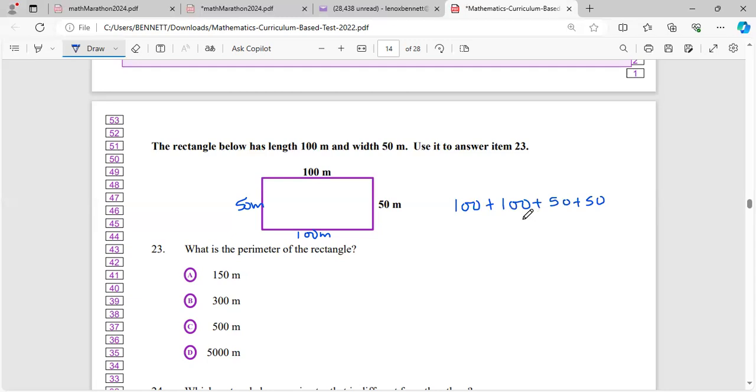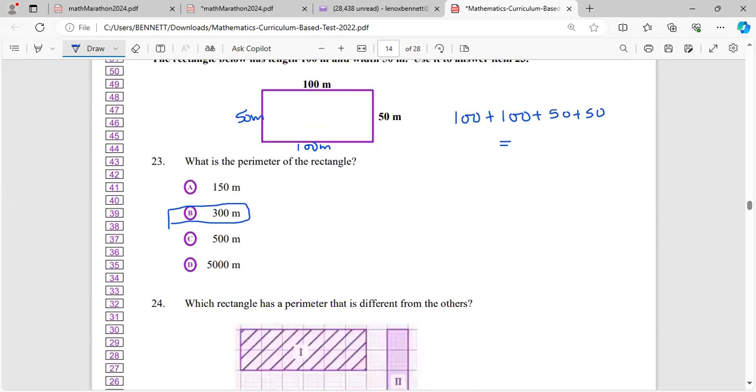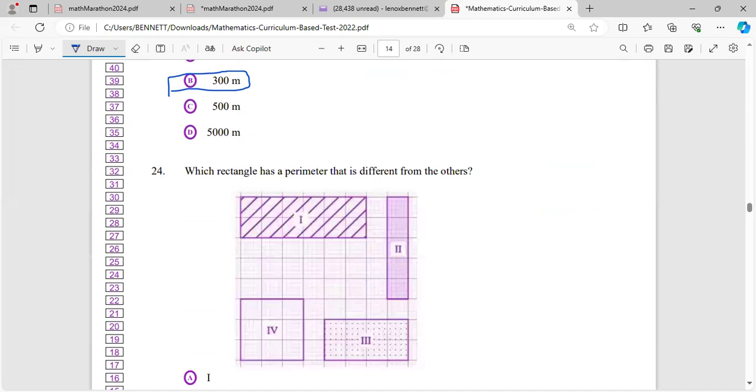30 meters? Sir, I agree with her. Where did you get 30? No, sir, I got 300. When you add 100 plus 100 plus 50 plus 50, there's supposed to be another 50 since there are two sides. Okay. Because perimeter means the total distance around, right? So it's all the way around. So if you add 100, that's 150, 250 plus another 50. All right. Good job. That one was pretty straightforward.